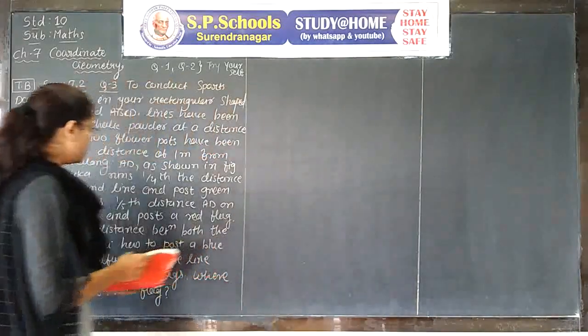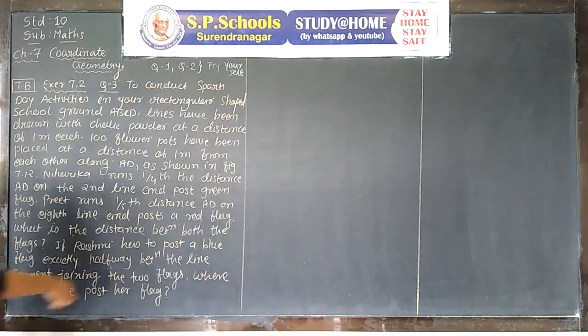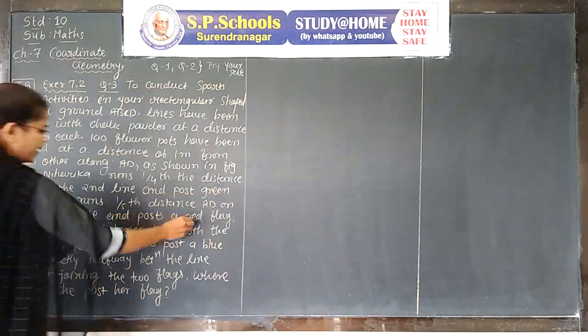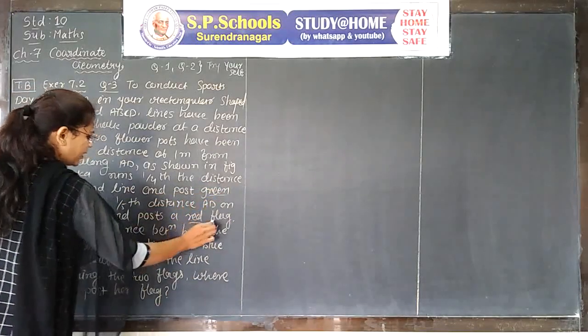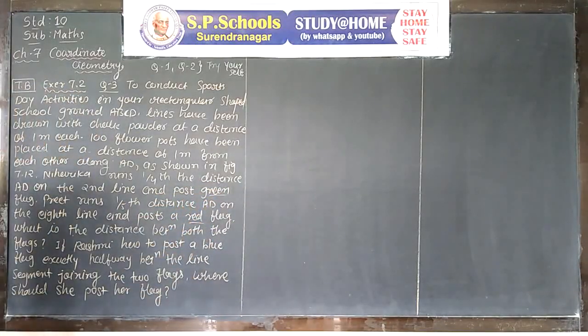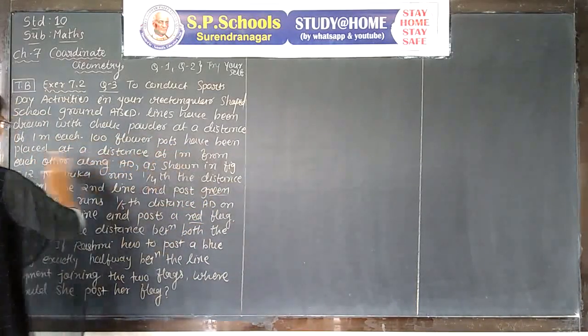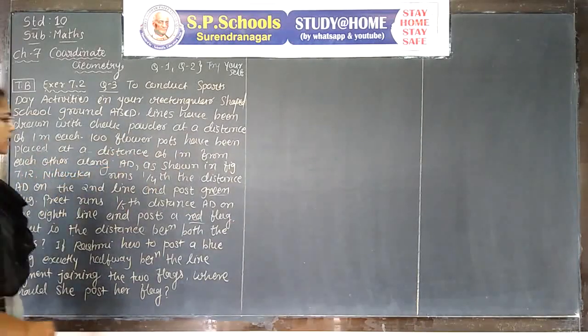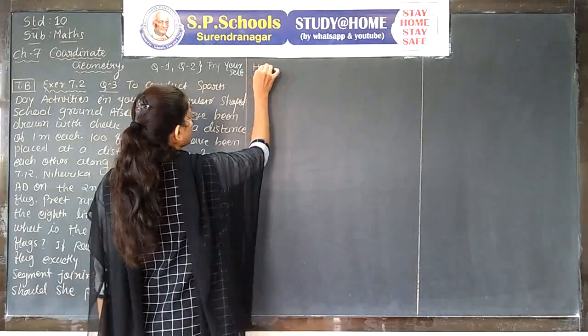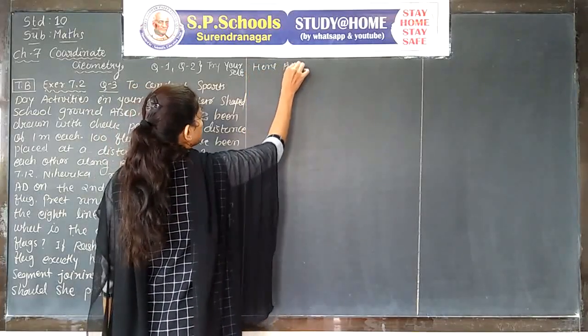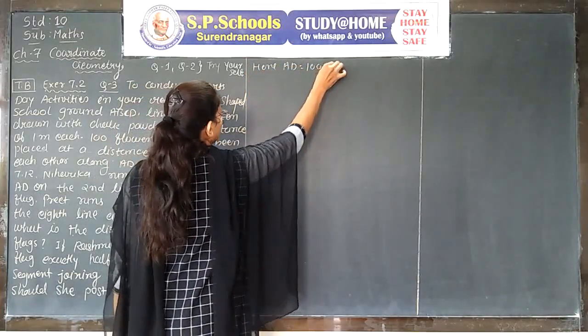First of all, we need to find the position of the green flag and the position of the red flag. The question says that 100 flower pots have been placed at a distance of 1 meter from each other along AD. That's why AD is equal to 100 meters.